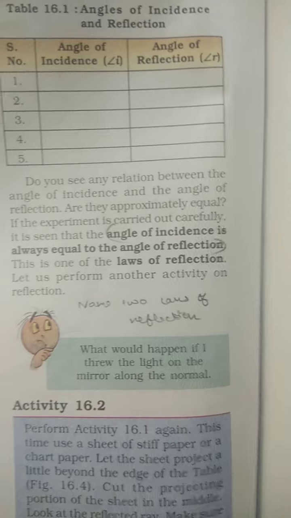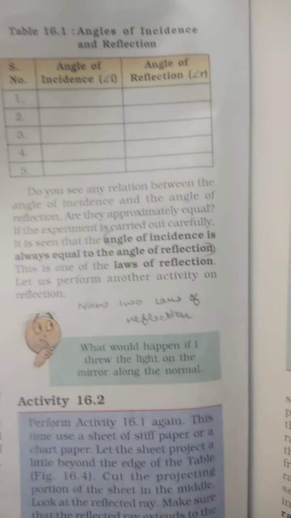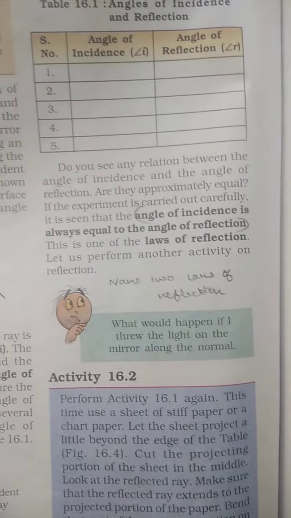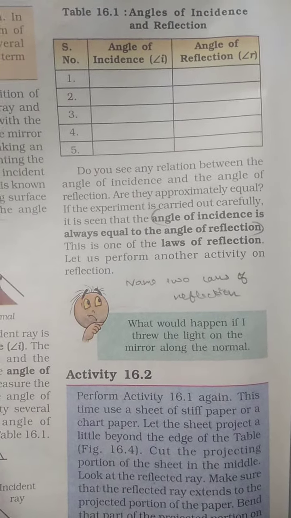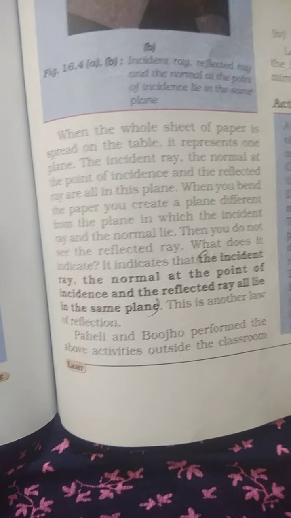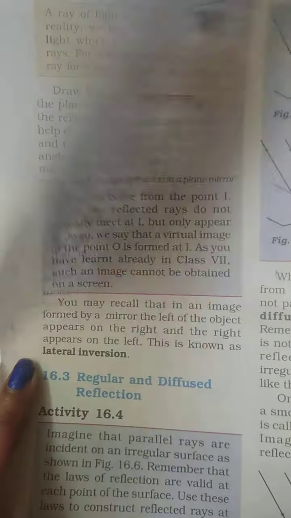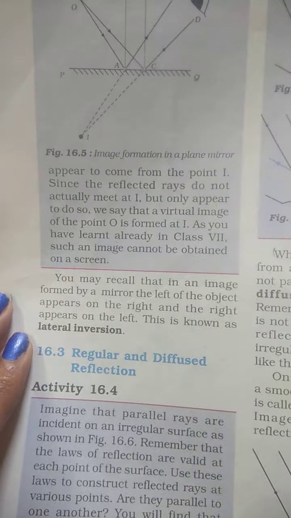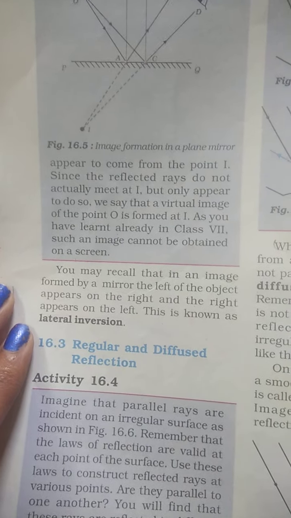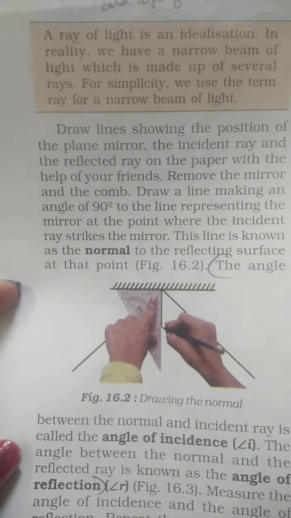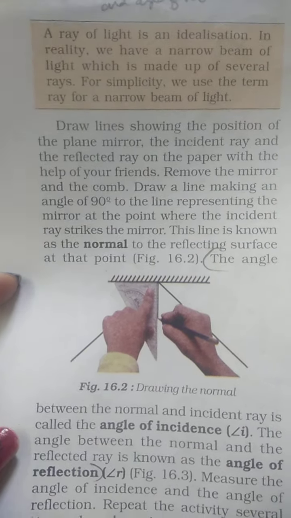And mainly they will ask about state the laws of reflection. Then we can write the angle of incidence is always equal to the angle of reflection, and the incident ray, the normal at the point of incidence, and the reflected ray all lie in the same plane. And they ask what is lateral inversion. Then we can write lateral inversion is a phenomenon of interchange of the left and right sides between the objects and its sides. And what is meant by normal? So a line which is perpendicular to the mirror at the point of incidence is called as normal.